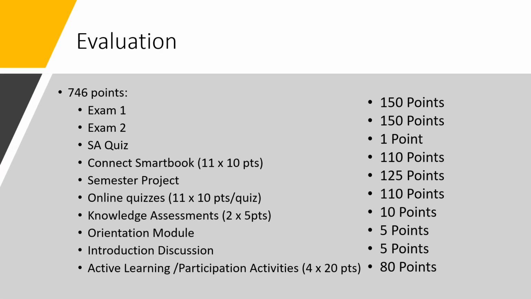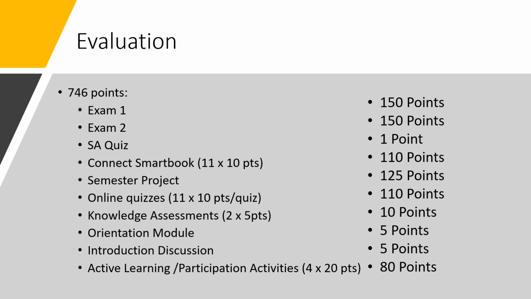If you're looking for a good summation of what the evaluation is like for the entire course, laid out on one slide in front of you, this is going to be it. Over the course, there's going to be approximately 746 points available to you, 150 points for each exam. There'll be a syllabus acknowledgement quiz, which you should make sure you do as soon as possible. That's how you're going to be able to get your financial aid released to you.